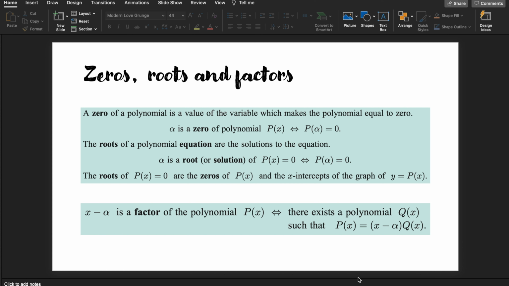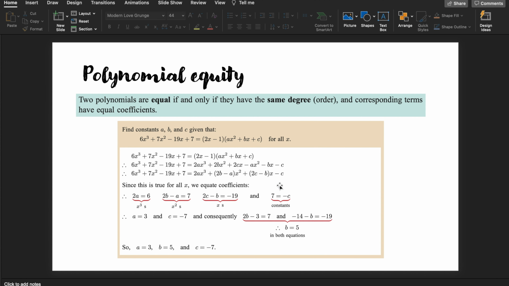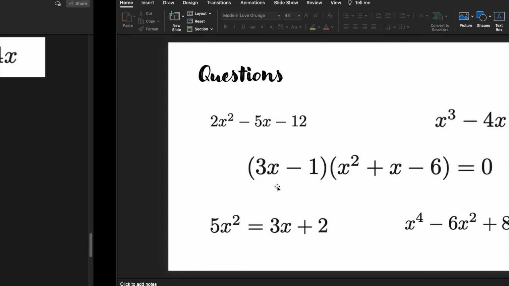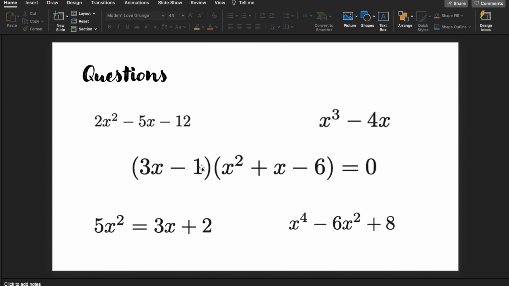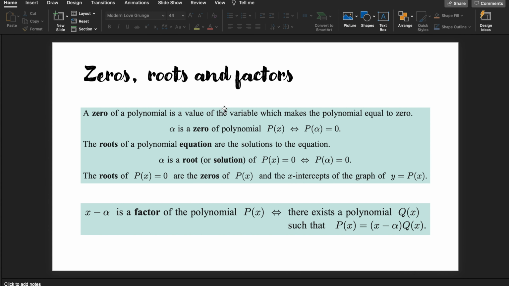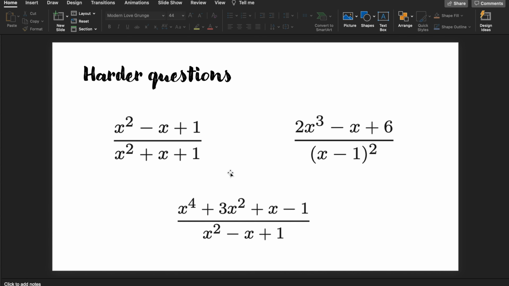The next point states that x minus alpha is a factor of p of x. If that is true, then there exists a polynomial q of x such that p of x equals x minus alpha times q of x. That's pretty simple, so let's move on. Let's try to solve some questions based on zeros, roots, and factors.